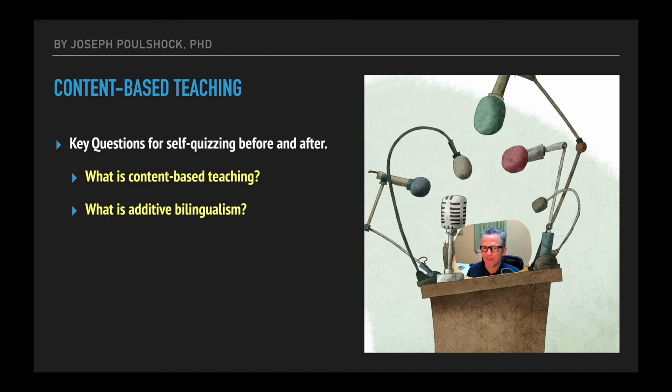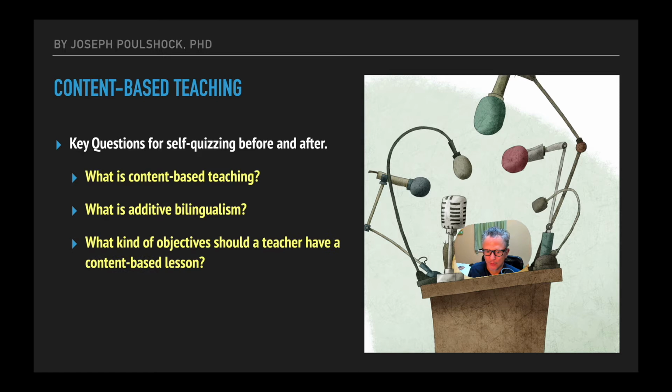What is additive bilingualism? And that's kind of a key point if we're going to be teaching second language learners, young kids, for example. And so we need to know what that is. What kind of objectives should a teacher have in a content-based lesson? There are two kinds. And what is pop-up grammar? How does that work? And what is a dictogloss?